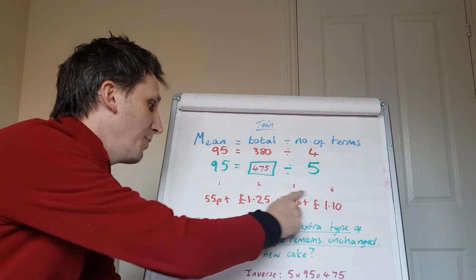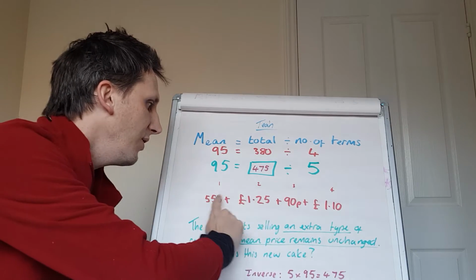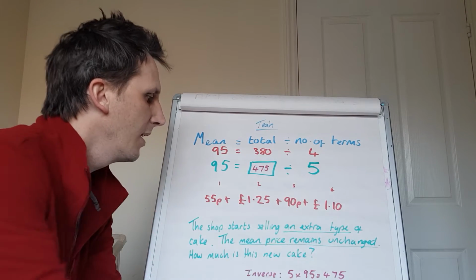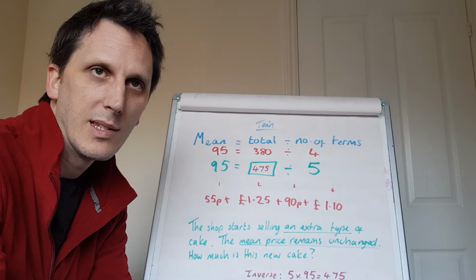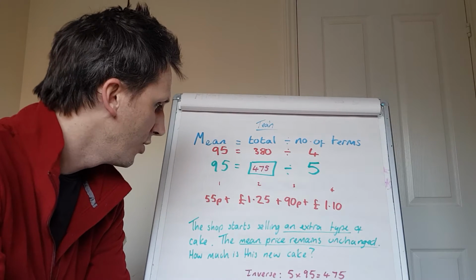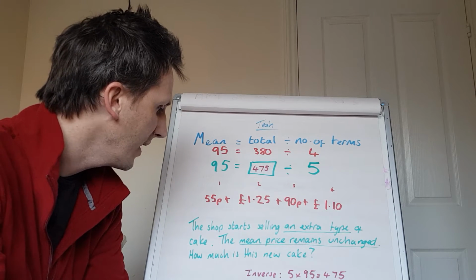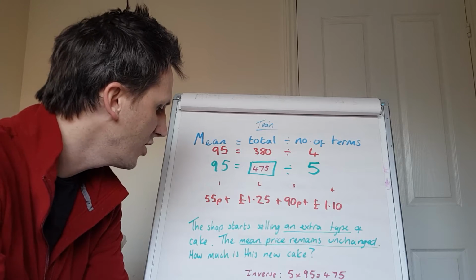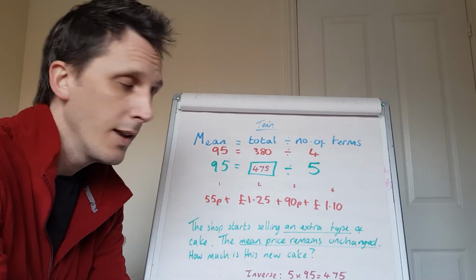I know you've done the first bit where you found the mean average of these 4 different prices here, but it's the second part where it gets a lot harder. The shop starts selling an extra type of cake. The mean price remains unchanged. How much is the new cake?